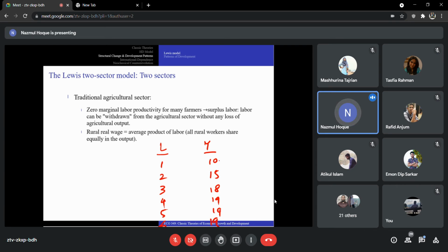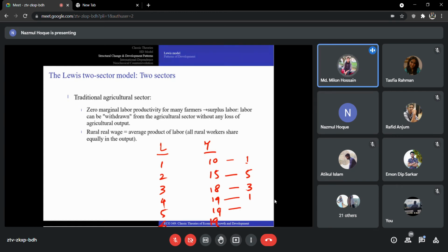So what is the marginal product of our first worker? That's 10, right? For the second one, that's 5. Third one, that's 3. Fourth one, 1. How about the marginal product of the fifth worker? Zero. How about the sixth? Yes, 0, right?